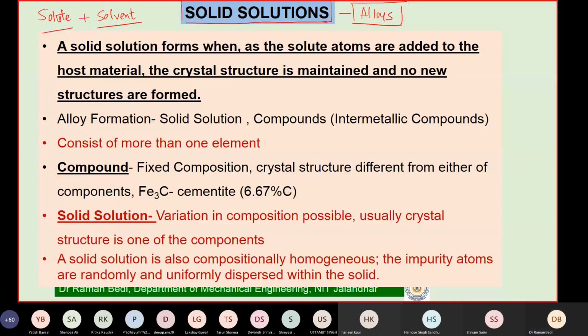Rishabh Verma. Rishabh Verma. Hello, sir. Yes, sir. In the case of a solution, when you talk about solute and solvent, which one has the higher percentage? Solvent, sir. Solvent will have a higher percentage.